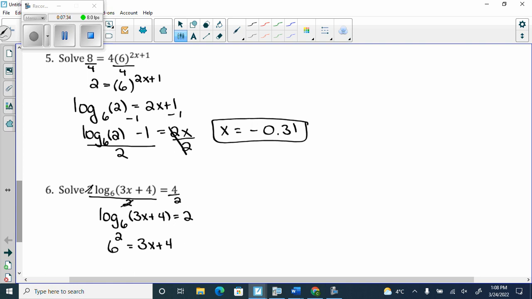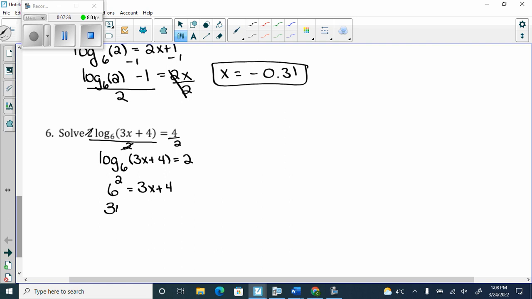6 squared is 36, which equals 3x plus 4. Then I'm going to subtract 4. And I have 32 equals 3x. Divide by 3. X equals 32 over 3, right? So unless they want you to round it, you're going to say 32 over 3.